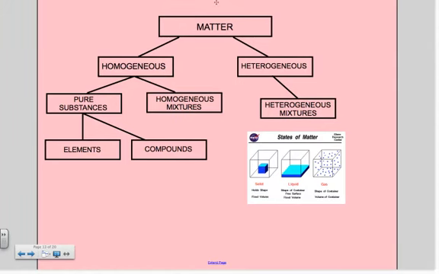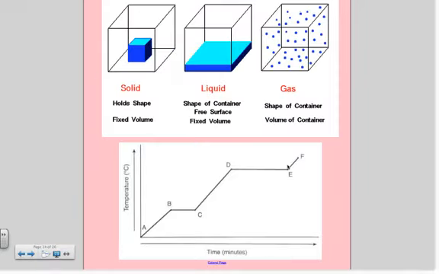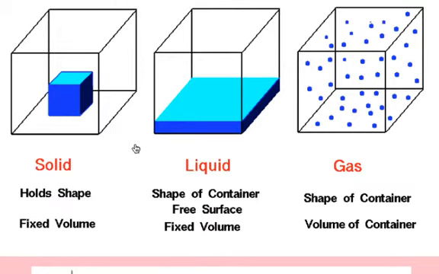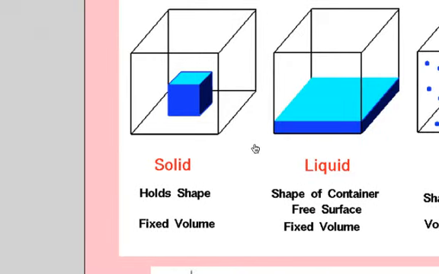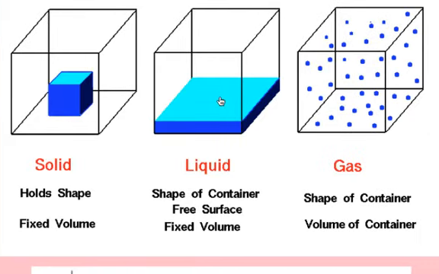Well, we have something here called the matter map that we're going to go over in just a second, but I want to click right down here. Matter comes in three phases: solids, liquids, and gases. Solids are rigid. They have a fixed volume and a fixed shape. Liquids, however, have definite volume but no definite shape. They take the shape of its container.